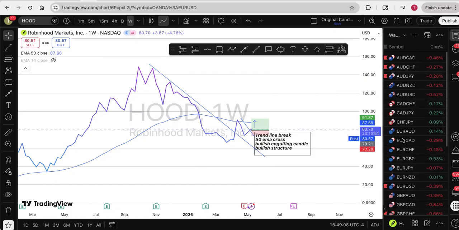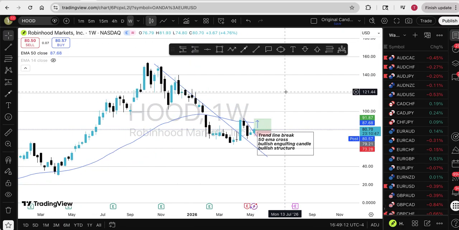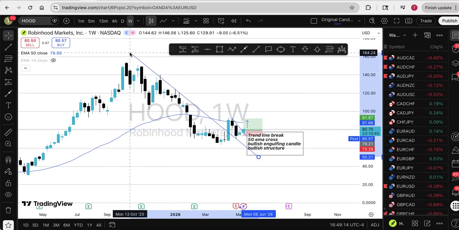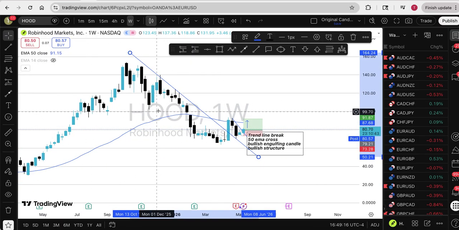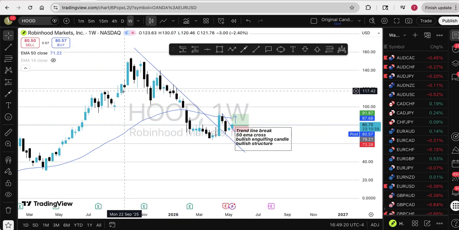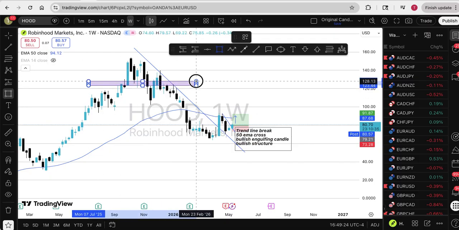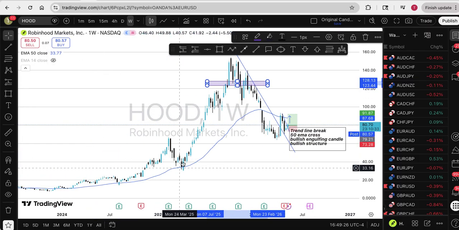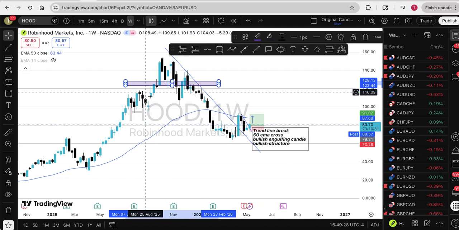So we are just going to be analyzing some pairs, right? So this is Robinhood here. Robinhood right now, we have seen that it was first of all bullish, right? As you've seen, stocks are very bullish up to Monday 13th October 2025.